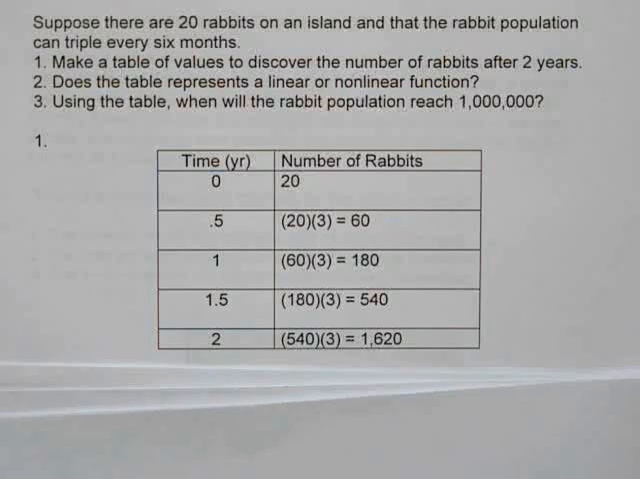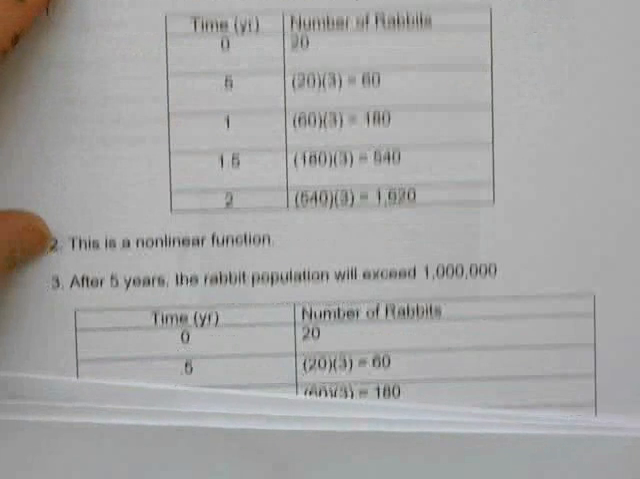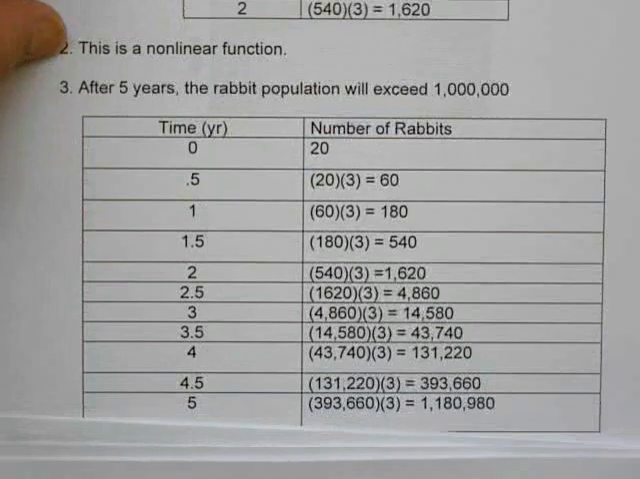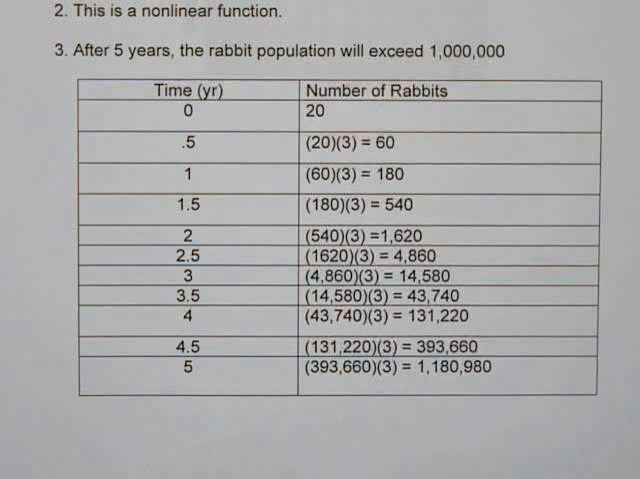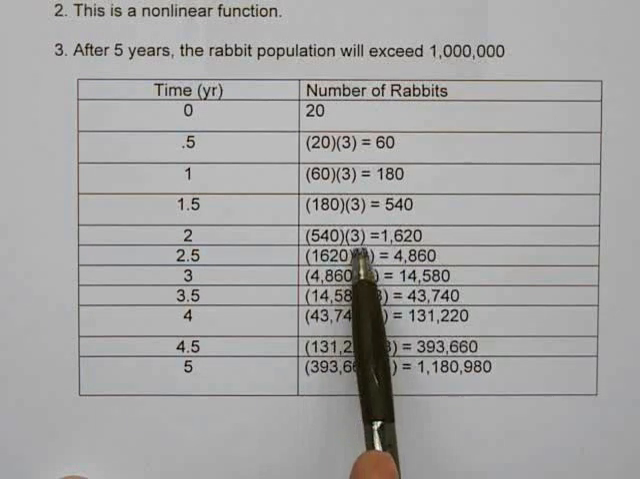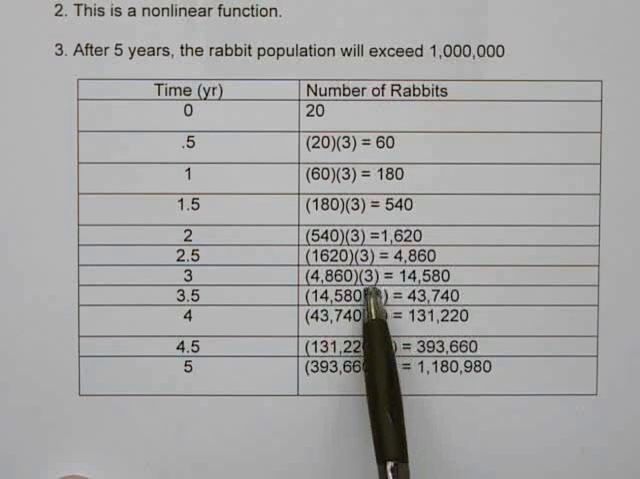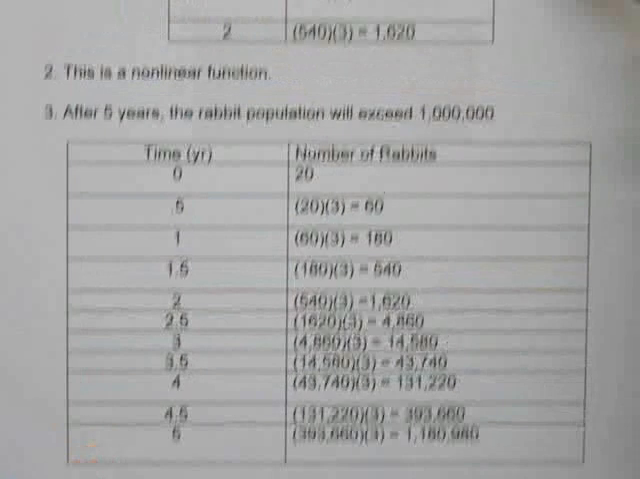All right, and finally, using the table, when will the rabbit population reach 1 million? I'm going to slide this up, and I'll show you how I did this. My answer for number 2, this is a nonlinear function. I just followed the pattern, and yes, I used a calculator, and I just kept multiplying. Starting at year 2, I had 540, and I know it's increasing, so multiplied by 3, and I just kept multiplying by 3 all of the numbers I got, just like I did in the table up here.